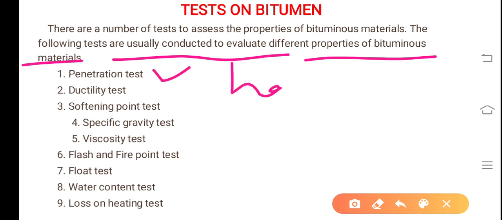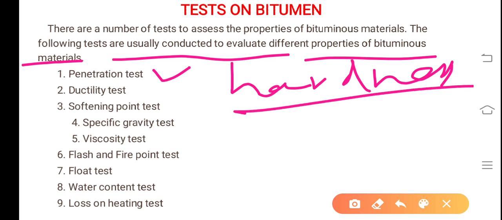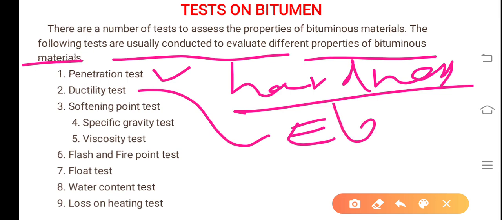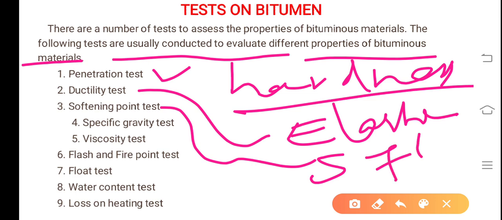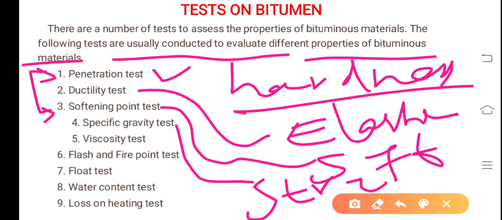Penetration test, that is with respect to hardness, how hard the bitumen material is. Ductility test, elastic property. Softening point test, how soft it is; softening point and penetration test are related. If the material is soft, penetration is high and softening point is less, and vice versa. Specific gravity test, strength of bitumen, whether it is strong or weak. Viscosity, resistance to flow.